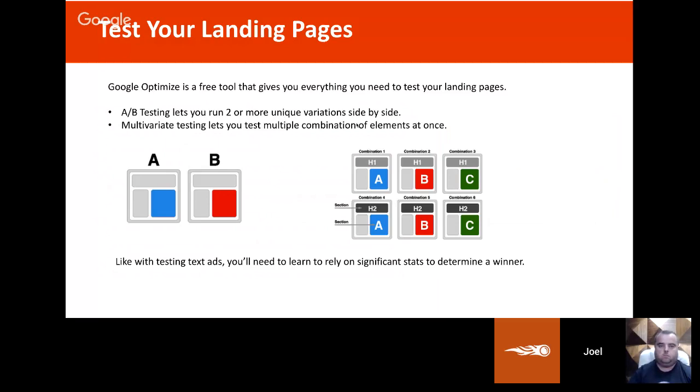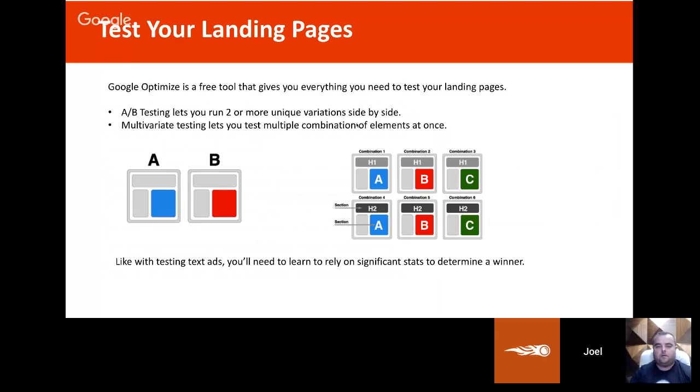Multivariate testing is really, really cool. Earlier, I was talking about all the different elements that make up a landing page. With multivariate testing, you can come up with a lot of different elements, a lot of different variations at once, and Google itself will mix and match them, whether they be different headlines and all those other elements. In this image they are described as sections, but those sections are simply those elements. Google will help you understand what the best combination is to drive the sales that you want. Like ad testing, you're going to need to rely on significant statistics to determine a winner.